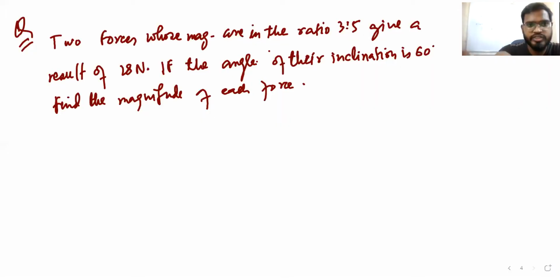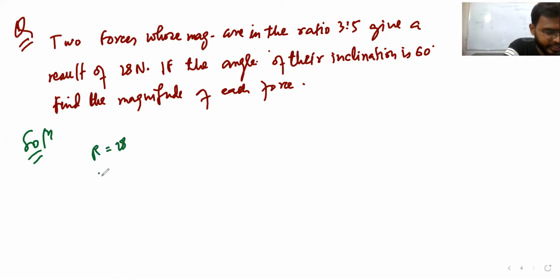Now let's see one question we are going to see. Yes, so this is the question here. The two forces whose magnitudes are in the ratio of 3:5 give a resultant of 28 Newton. If the angle of their inclination is 60 degree, find the magnitude of each force. Okay, so let's change the color. We can say forces given, R is equal to 28, F1 is given as 3x, F2 is given as 5x, theta is given as 60 degree.